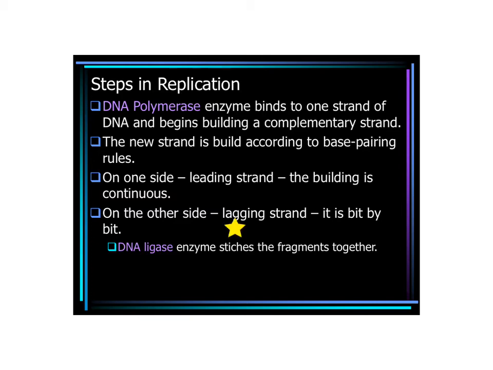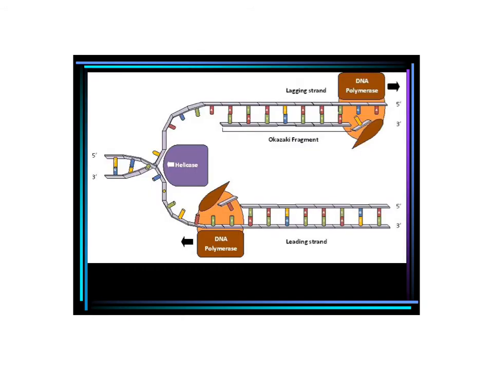So in the lagging side, because it's in pieces, there's another enzyme, DNA ligase, which comes in and it stitches them together. So it's in these little pieces, and then DNA ligase puts in the missing pieces to stitch it all together to one nice strand of DNA. So it looks something like this. Here we have the helicase that's unzipped the DNA.